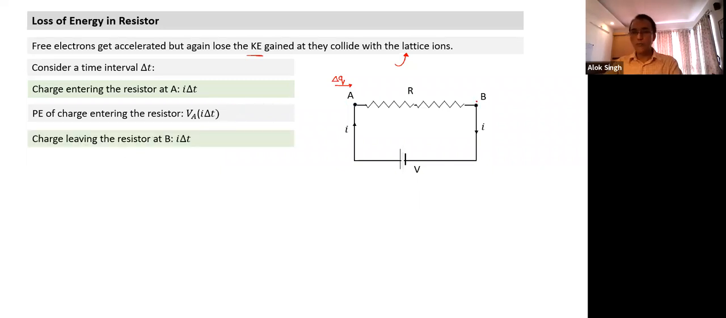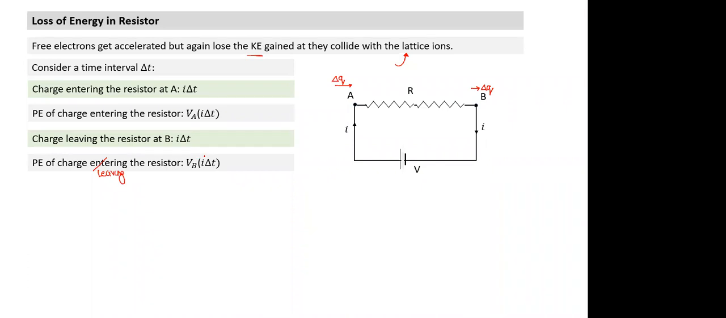In the same interval, how much is the charge leaving point B? In case of a steady state, the same charge will leave. Whatever charge enters in time delta t, the same charge will leave because there's no accumulation of charge in the resistor. So what is the potential energy of the charge leaving the resistor at B? VB into I delta t.